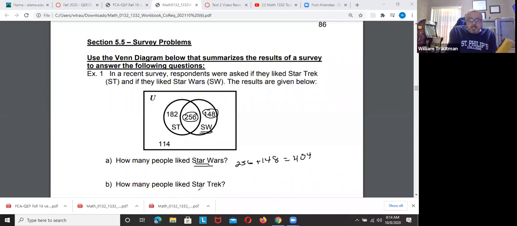How many people like Star Trek? The 182 like Star Trek and the 256. Once again, the 256 like both. So 182 plus 256 equals 438.